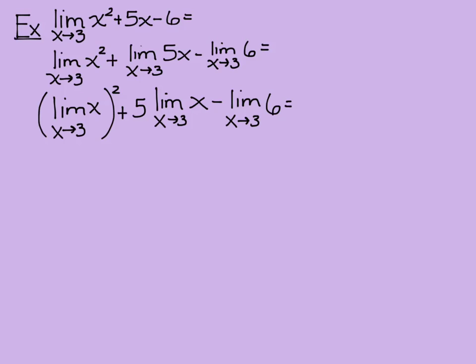Now we've broken everything down so it's using only our building blocks. We know that the limit as x goes to 3 of x is 3, and the limit as x goes to 3 of 6 is 6. So we end up with 3 squared plus 5 times 3 minus 6, which comes out to 9 plus 15 minus 6, or 0.